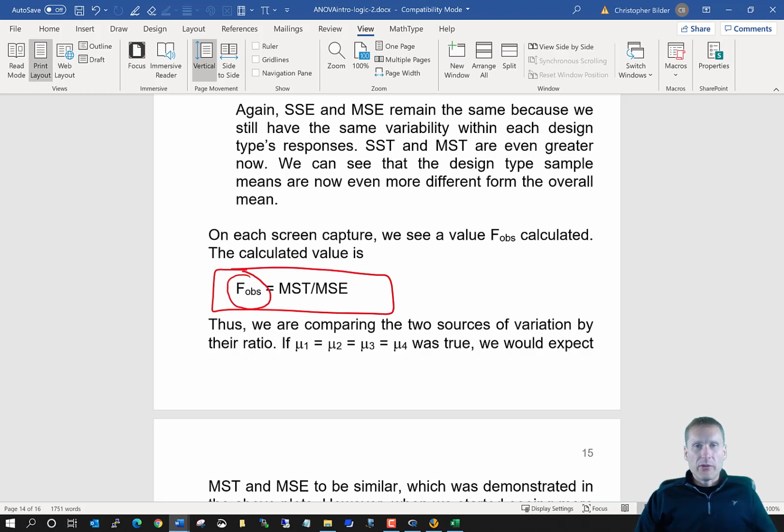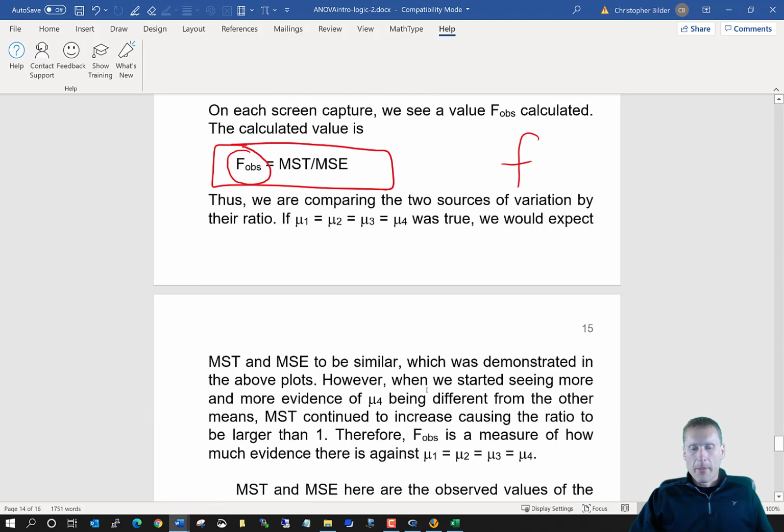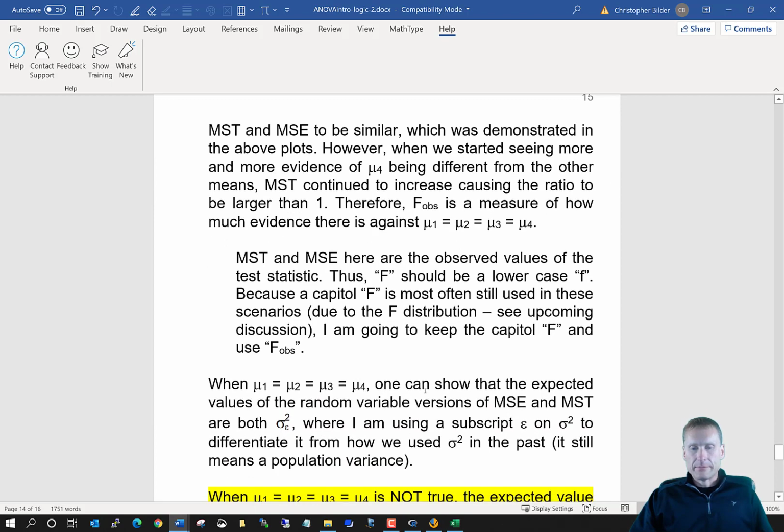Now, normally what we would do in this particular case, because this would actually be a calculated numerical value, we would typically call this a little f there. It's just more standard practice to say, okay, this is what we call f, since we're going to compare it to an F distribution. So people typically use a capital F. So I guess I compromised our notation a little bit, and I decided to call it F obs to indicate that this is the actual observed value that we're going to be working with.